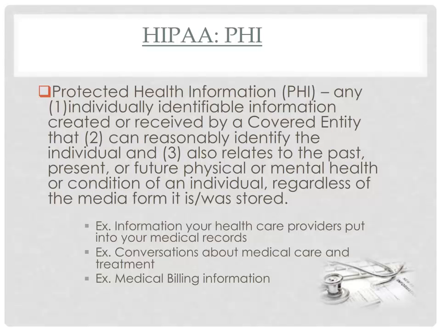One of the most important things to know about HIPAA before moving forward is the definition of PHI. PHI stands for Protected Health Information, and it is any individually identifiable information created or received by a covered entity that can reasonably identify the individual and also relates to the past, present, or future physical or mental health or condition of an individual, regardless of the media form that it is or was stored. We will be referring to this acronym often throughout this presentation.